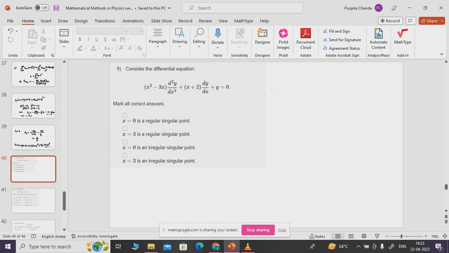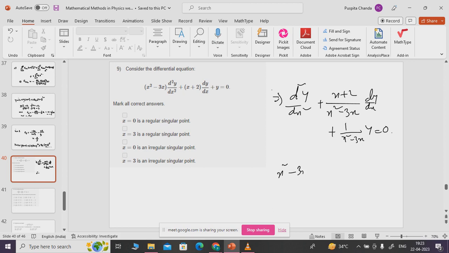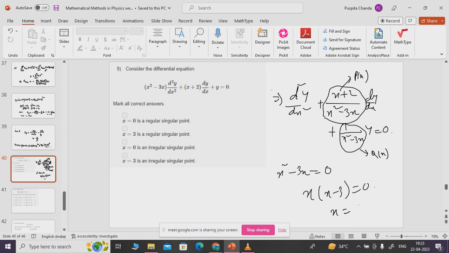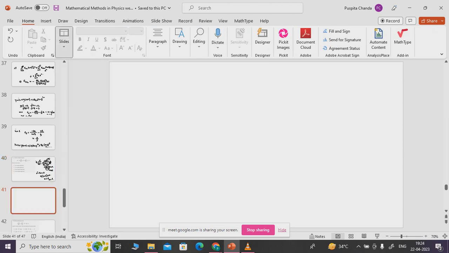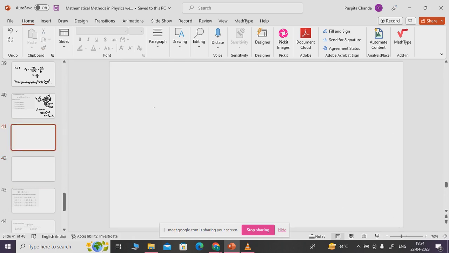Choose the appropriate answer. Consider the differential equation. So we need to write the differential equation: d square y dx square plus (x plus 2) by (x square minus 3x) dy dx plus 1 by (x square minus 3x) into y is equal to 0. So for x square minus 3x, the terms are px and qx. For px and qx to diverge, the denominator should be 0. So x into x minus 3 is equal to 0. So when x is equal to 0 and x is equal to 3, they will be singular points.